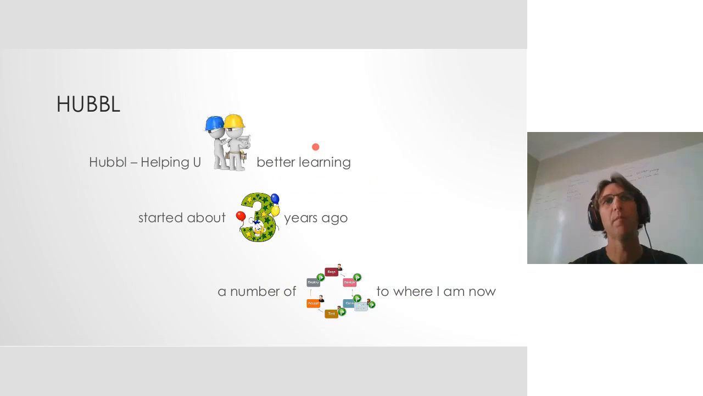And that's really where Hubble came from. Hubble is an acronym for helping you build better learning, and it started about 3 years ago. And 3 years ago when I started Hubble, it was called ACT, in fact, Adaptive Content Tool.